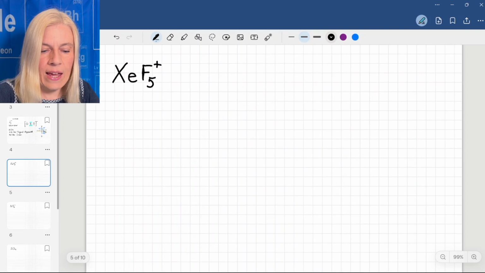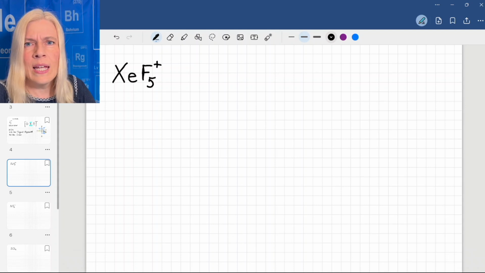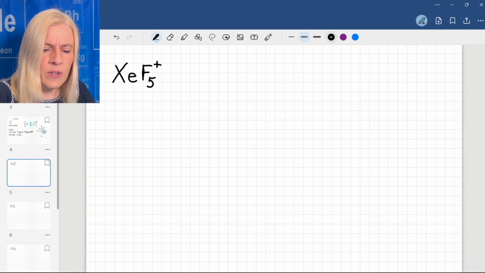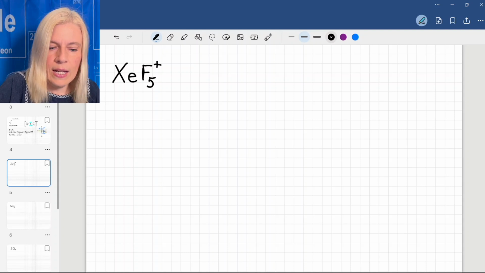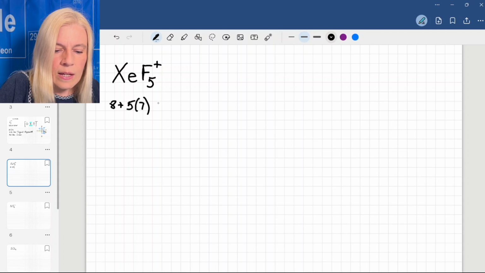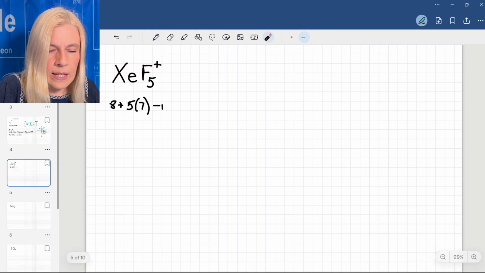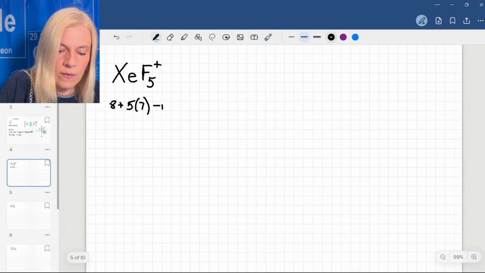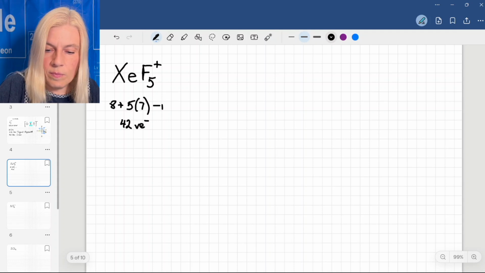Here we have XeF5 plus, and you say, wait a minute, isn't xenon a noble gas? And don't noble gases not like to react? Well, xenon is one of the really big noble gases, and in a lab, you can make it react. So let's count our valence electrons. We have 8 plus 5 times 7, minus 1. So it's like 6 times 7, and we have 42 valence electrons to deal with. Wow, that's a lot of valence electrons. Are you ready? So let's draw it.